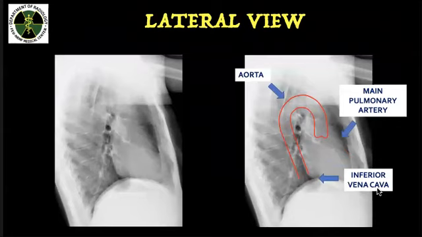And then another lateral view. So here's the area of your aorta. So from the root, ascending, arch of the aorta, and then descending. So that's the area of your aorta in your lateral view. So you can see in here. And then the inferior vena cava in here. And then in here is your main pulmonary artery. So this is how you will imagine your lateral view of the X-ray.